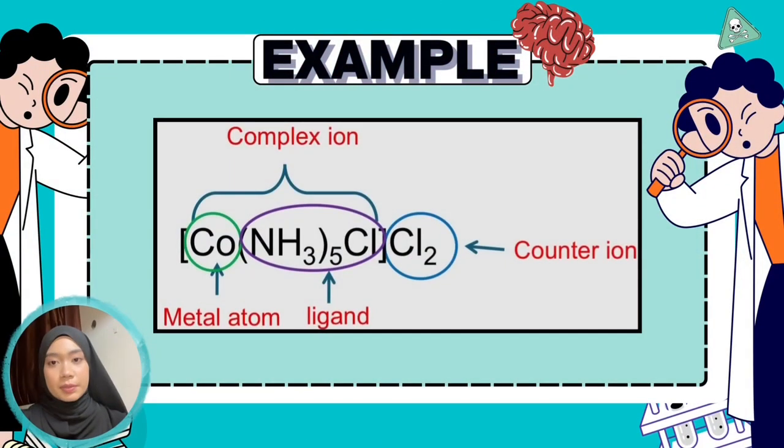Here is an example of a coordination compound, [Co(NH3)5Cl]Cl2. The part inside the square brackets is called the complex ion. In this complex, cobalt is the central metal ion, and five NH3 molecules and one Cl- ion are the ligands. The two Cl- ions outside the brackets are known as counter ions. The counter ions balance the overall charge of the compound but are not directly bonded to the metal.